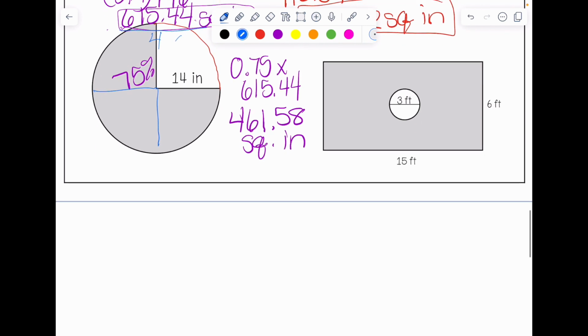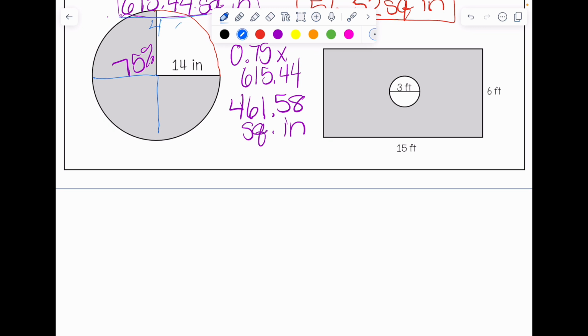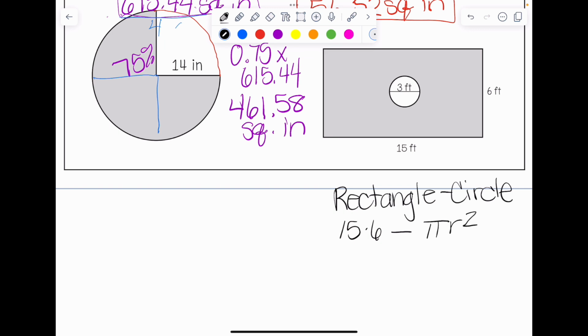All right, this last example here, we want to find the area of that shaded region. So I have this rectangle with this missing circle part. So first we're going to figure out the area of the rectangle, and we're going to subtract off the area of the circle. So the area of the rectangle is length times width. So I'm going to be doing 15 times 6. And then I'm going to subtract off pi times radius squared. So 15 times 6 is going to give me 90.